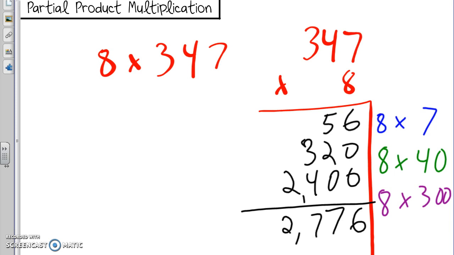And that is the answer. All right, so we're going to do 2 problems on your own to try and practice this. I'm going to help you out with the first one by putting some color combinations for you. So let's do 5 times 264.